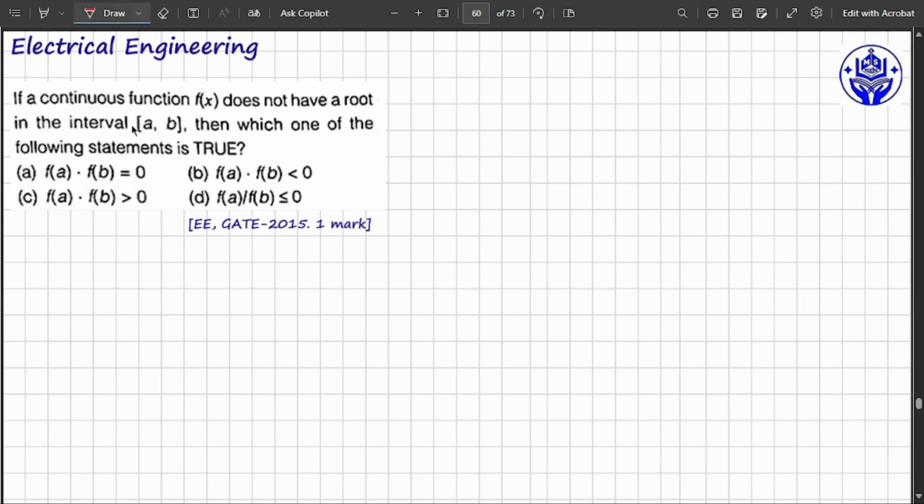This is something like this: a continuous function f of x does not have any root in the interval a to b. So this is my a and this is b. This is my function f of x. It has no root in this interval a to b. So what condition will be true? Obviously in this case, the condition that will be true is like this.